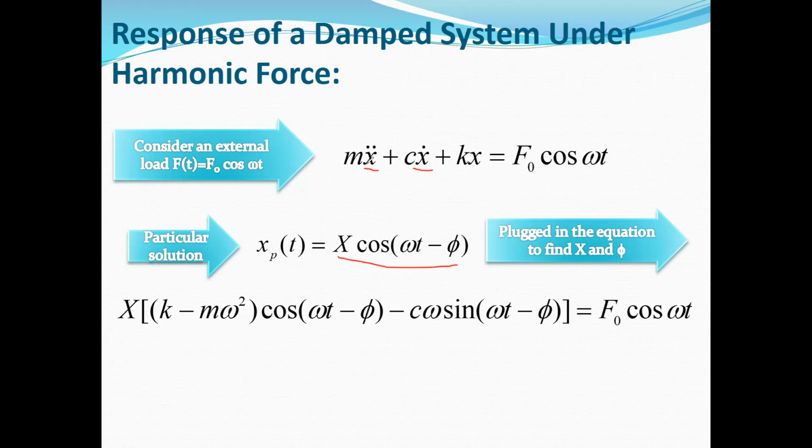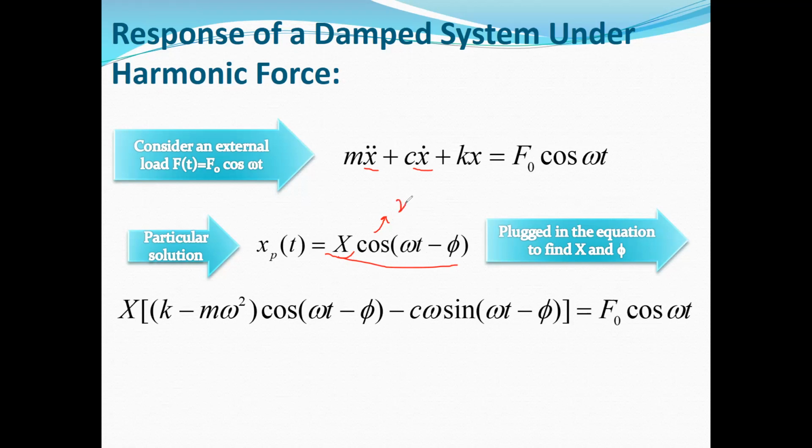So we need to obtain x double dot. From this x_p(t), we can obtain that x dot is equal to the derivative of this term with respect to time. Uppercase X is a constant value, so the derivative of cosine omega t minus phi is equal to minus omega times sine omega t minus phi.